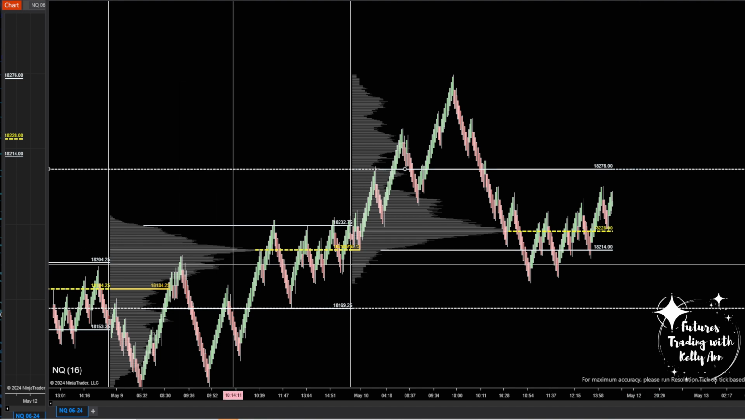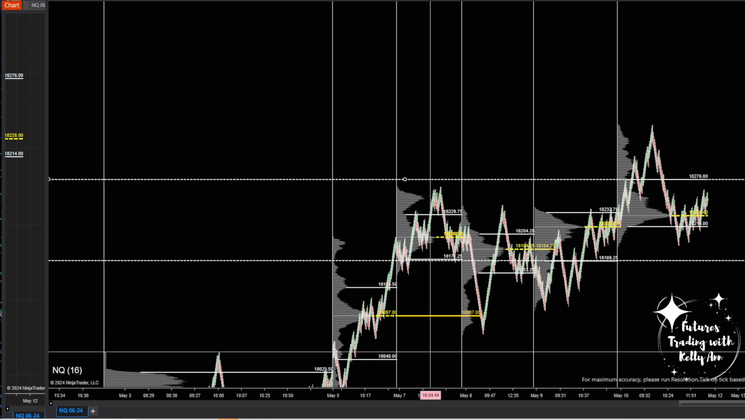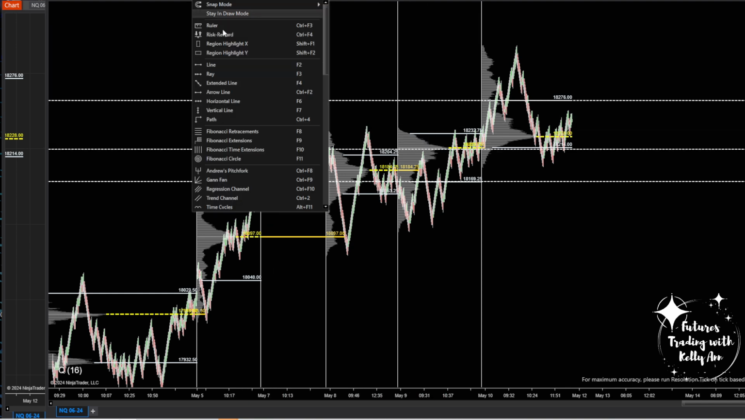I'm going to change. I've got the bricks on 16. That's pretty large. Let's see here. You can use these large nodes to identify your support and resistance.